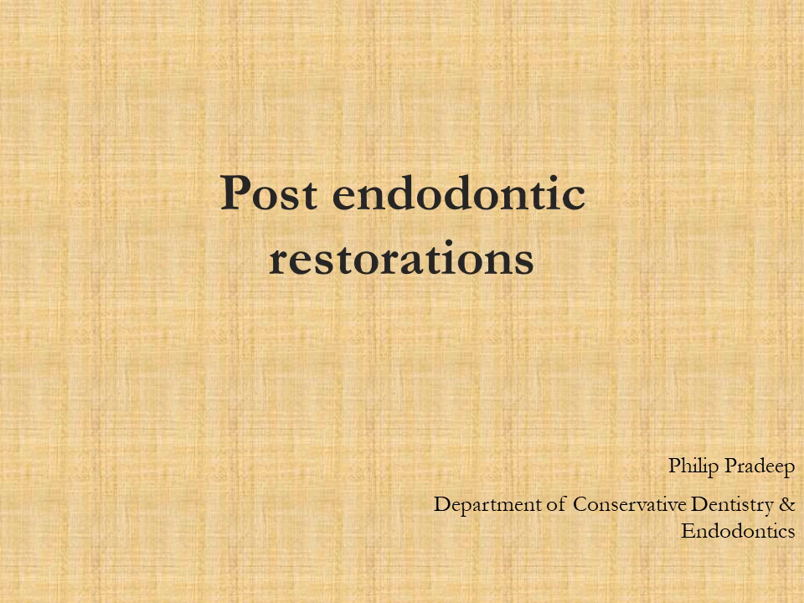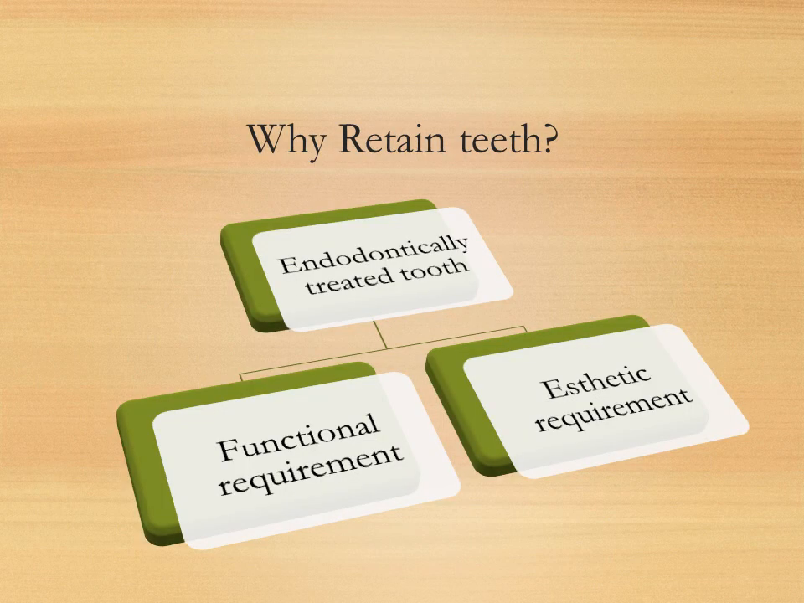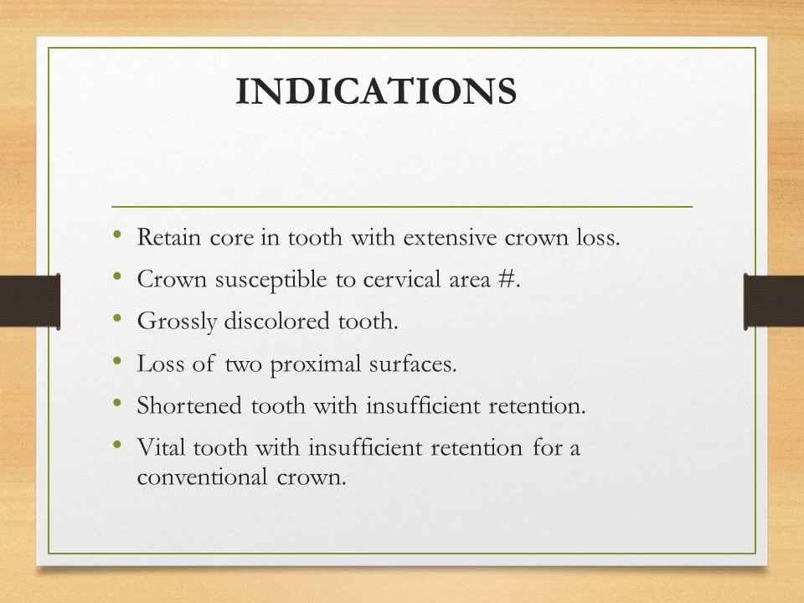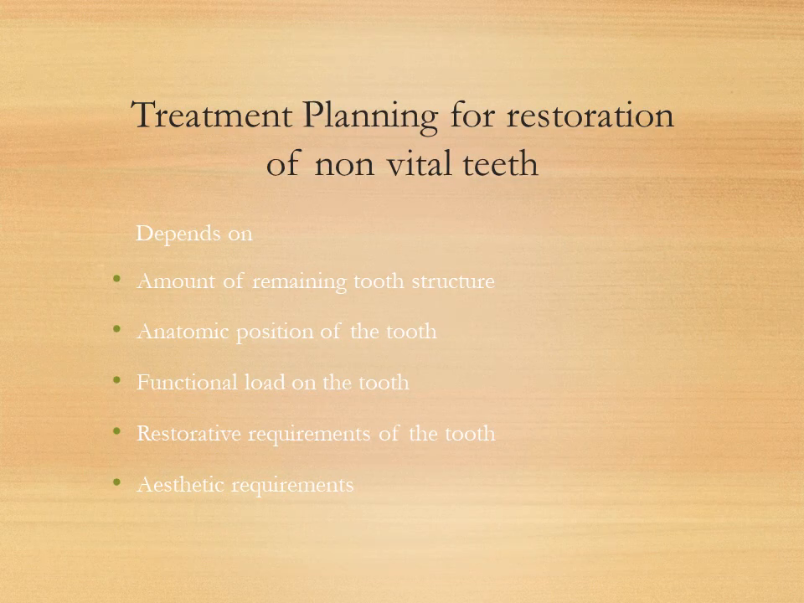So this is the second part of my lecture on post-endodontic restorations. In the first lecture, I had given a brief introduction on post-endodontic restorations, why they are required, and how you decide what kind of post-endodontic restoration you require, whether you require only a crown, whether you require a post and core, or whether you require neither and just a normal core build-up.